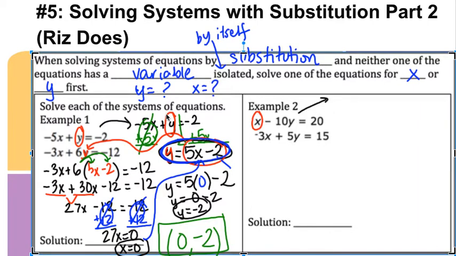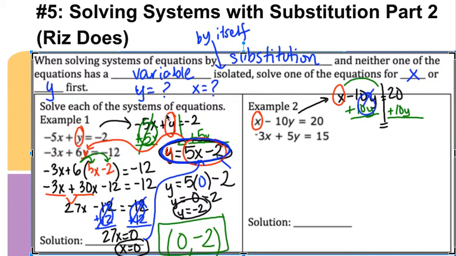So I'm just going to rewrite this, x minus 10y equals 20. Now if I want to get this x alone, then anything on that side with the x, I want to get rid of. So if I want to get rid of this negative 10y, just make a 0 pair with it, I add 10y, add 10y to the other side.